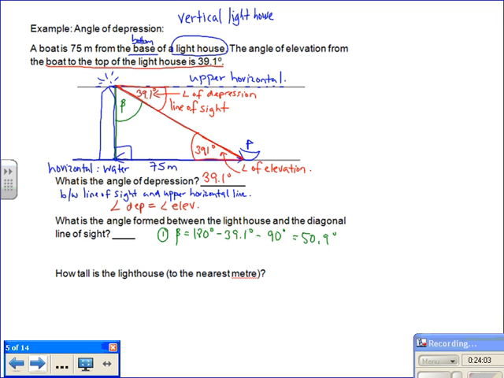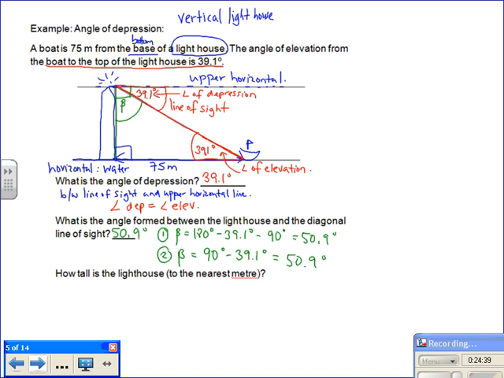Okay. The other method that you could have used to solve this is if you look up at your diagram for a moment, angle beta that I've just named here and the 39.1 angle of depression together make a 90-degree angle. So another way I could have solved this is that 90 degrees minus 39.1 degrees will give me that missing angle. And that's going to be the exact same thing, 50.9 degrees. So that's my answer.